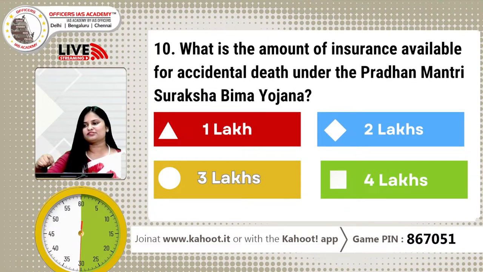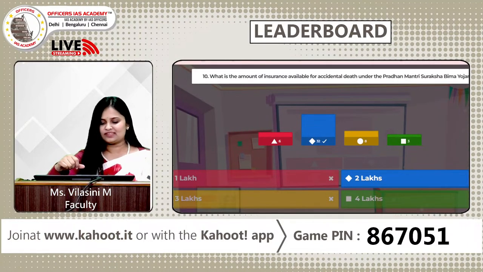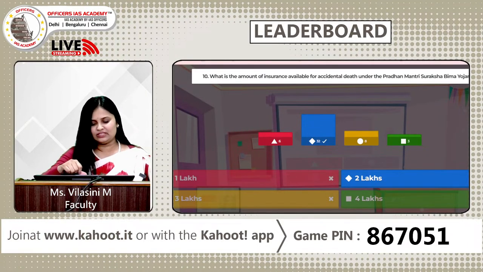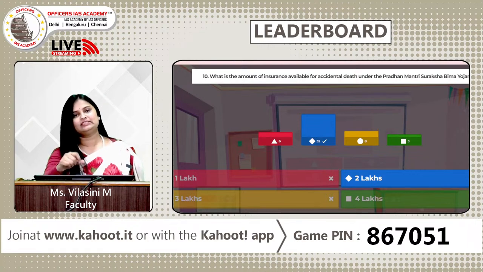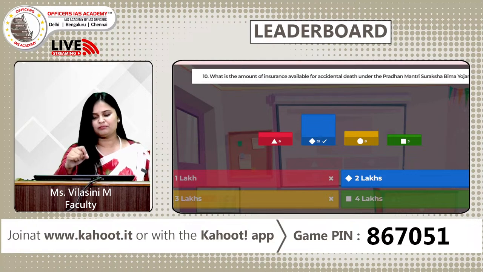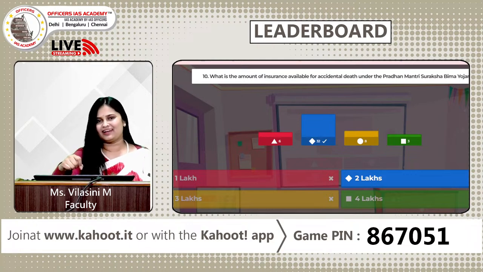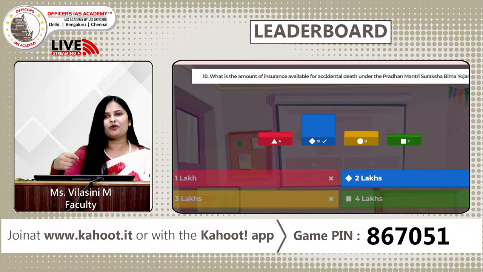Great. So here most of you have given 2 lakhs, and yes, 2 lakhs is correct. So please understand, as a part of the Pradhan Mantri Suraksha Bima Yojana, in the case of accidental death, 2 lakhs is being provided, and in the case of partial permanent disability, it would be 1 lakh. And also these are linked to the PM Jan Dhan Yojana accounts. Fine. So read more about this and let us take a look at the leaderboard for this particular question.